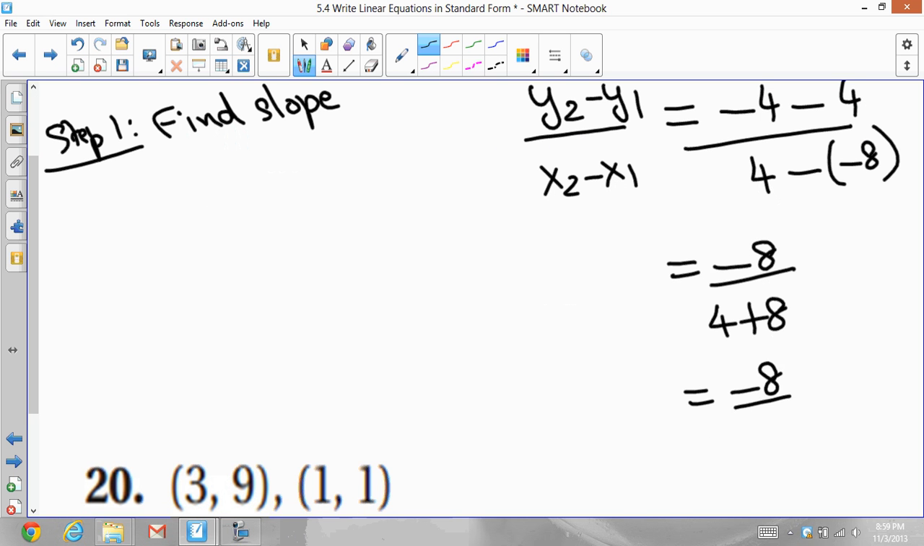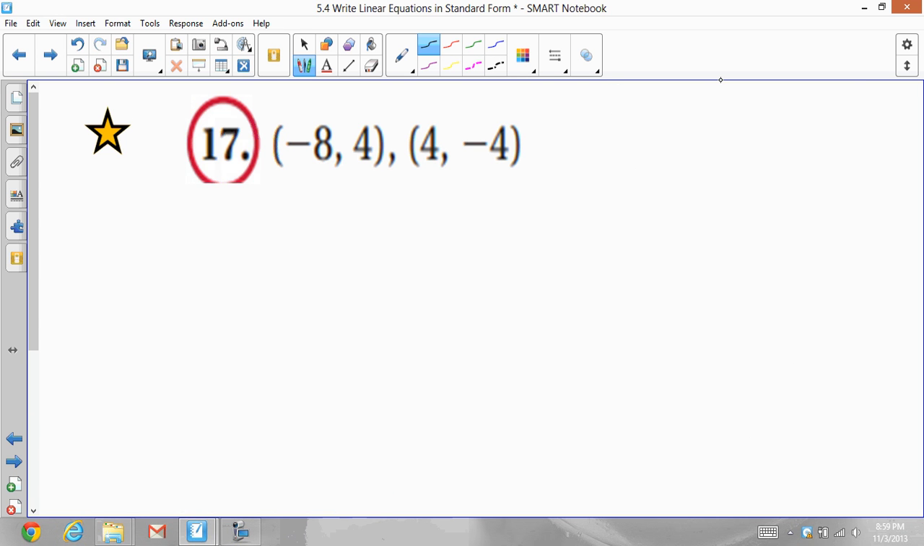This gives you negative 8 over 12, and they both can be simplified by 4 to give you the slope m equals negative 2 over 3. 8 divided by 4 is negative 2, and 12 divided by 4 is 3. Leave this as negative 2 over 3. Do not change it to a decimal, because it is not a terminating decimal, it is a repeating decimal, so leave it as it is. So step number 1, m is negative 2 over 3, is done.